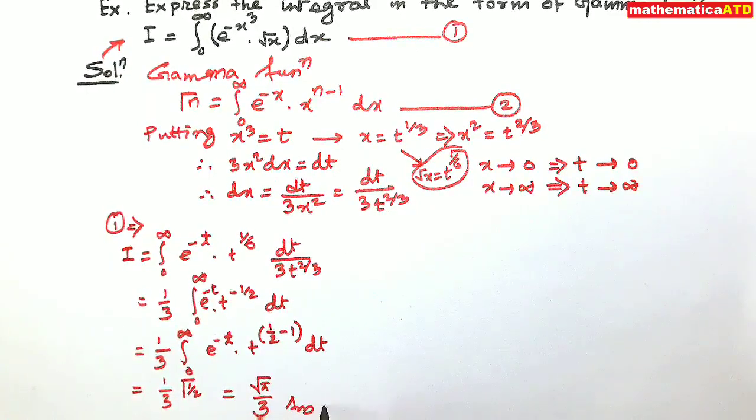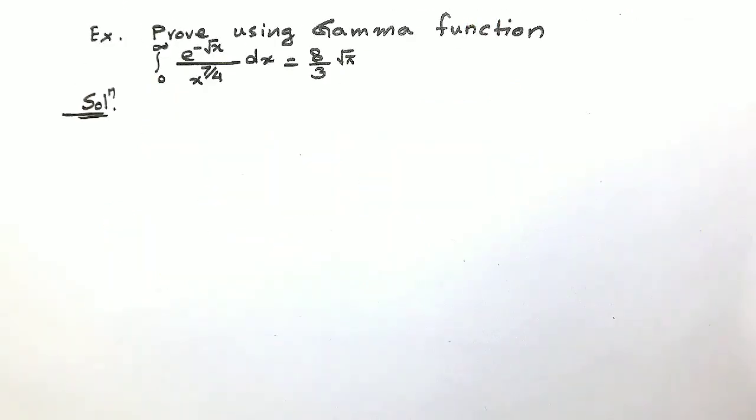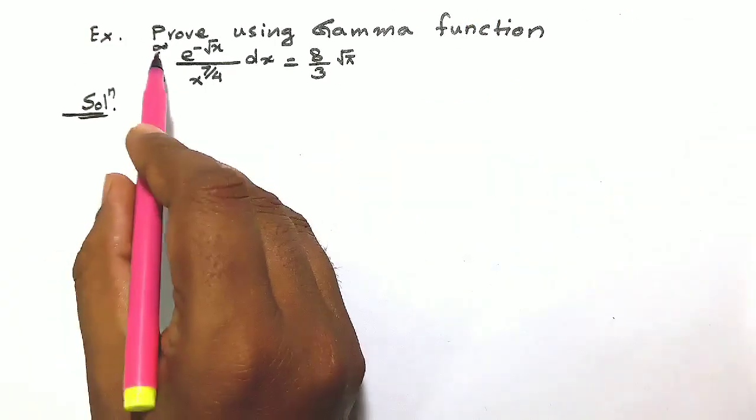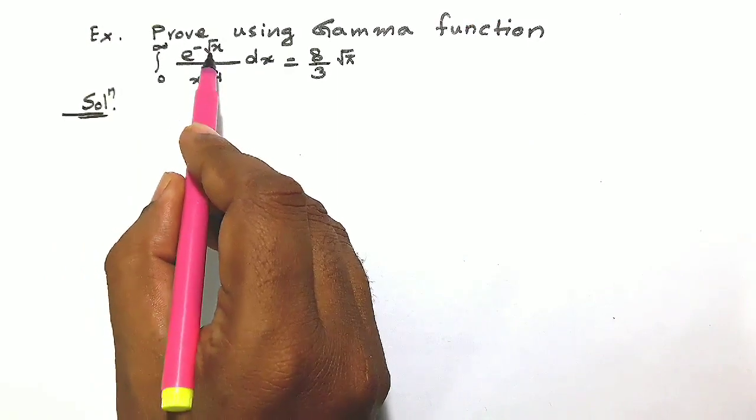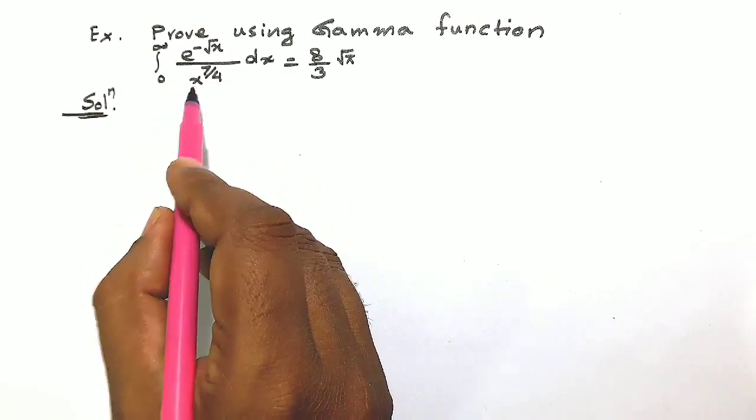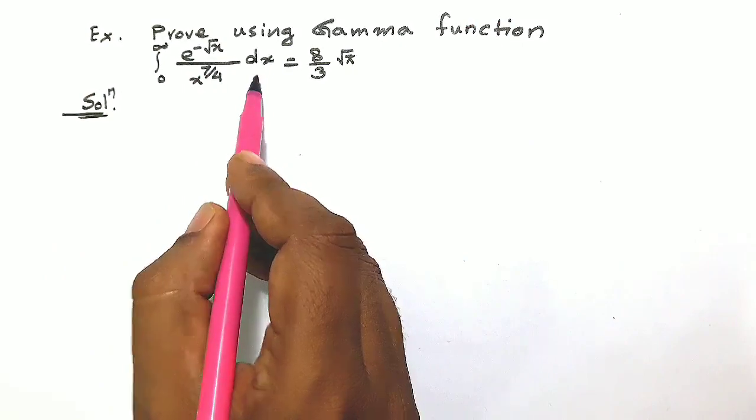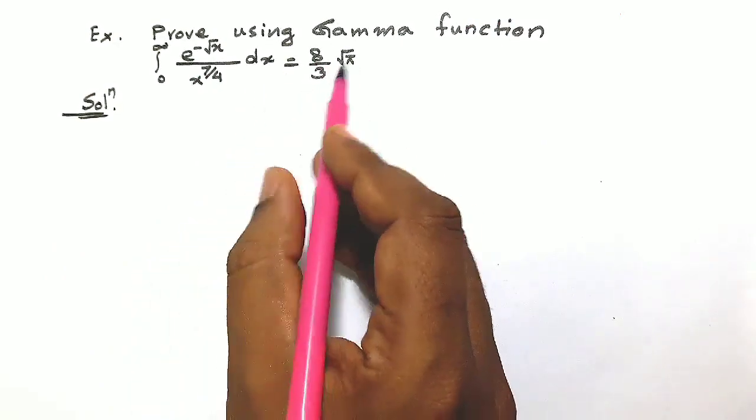So the result, friends, proved using gamma function: integration 0 to infinity e to the power minus root x upon x to the power 7/4 dx is equal to 8/3 root pi.